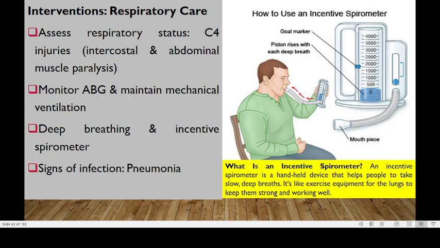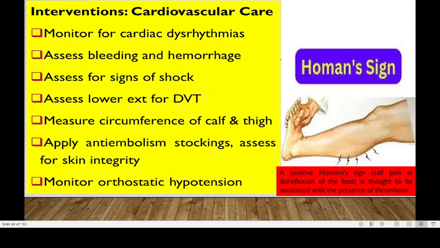For the respiratory system, you assess respiration, especially for C4 injuries, and monitor ABGs, maintain mechanical ventilation, deep breathing or incentive spirometry, and rule out signs of infection like pneumonia. In this case you're going to use the incentive spirometry. This helps people take slow deep breaths, and it's like exercise equipment for the lungs, to keep them strong and working well.